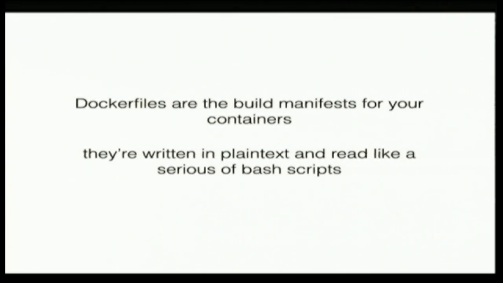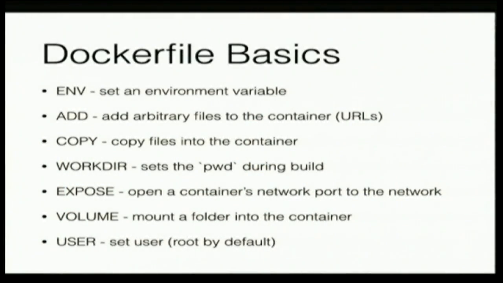So real quick, we'll jump right into what a Dockerfile is. It's a build manifest to build out your containers. What's really cool is they're written in plain text, and they read like a series of bash scripts. So this is an example of all of the commands that would be inside of a Dockerfile. So we'll see in a minute what these are going to be doing in our specific application. But you can see that the env command sets an environment variable. The add will add arbitrary files to the container. You can think URLs or tar files.